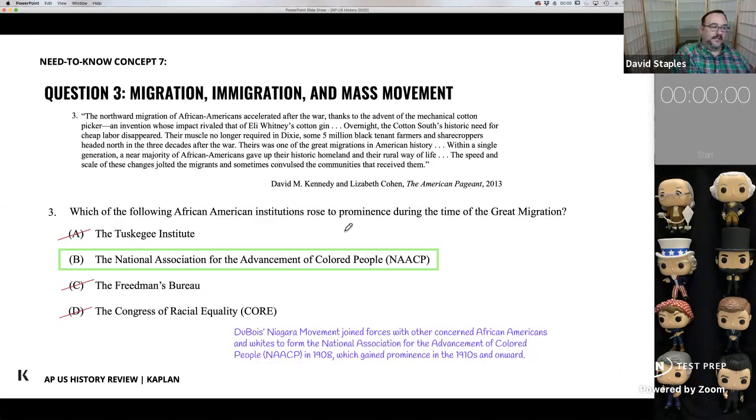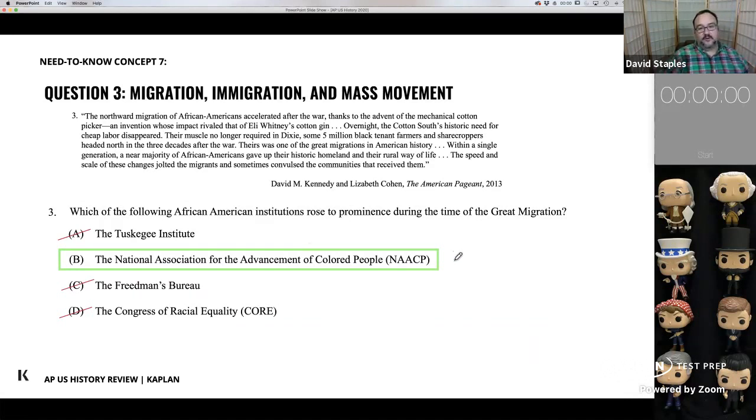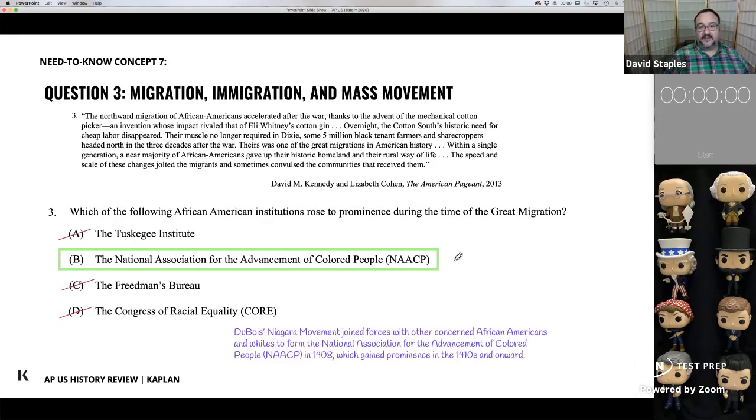So it would end up being answer choice B. And again, this is a very important group to be aware of, because it still has a lot of power, and is doing a lot now still. And so, all right.